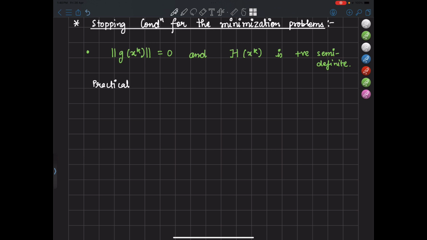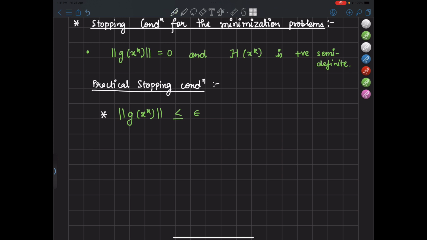it's very difficult to keep on calculating the Hessian. So for practical purposes, the Hessian is generally ignored. We do not check the positive semi-definiteness of the Hessian. Rather, we only check the gradient, and that should be less than some very small value epsilon.